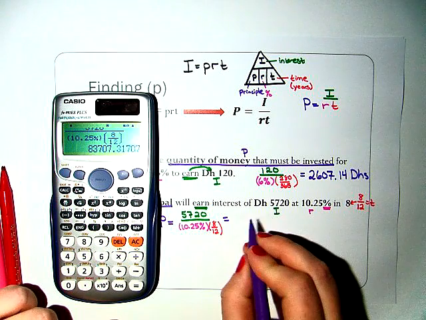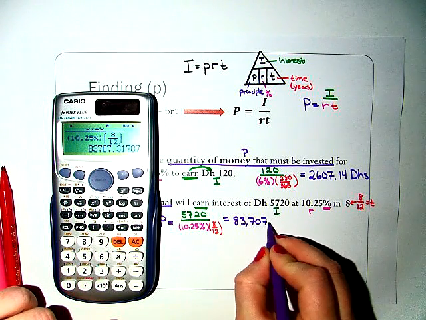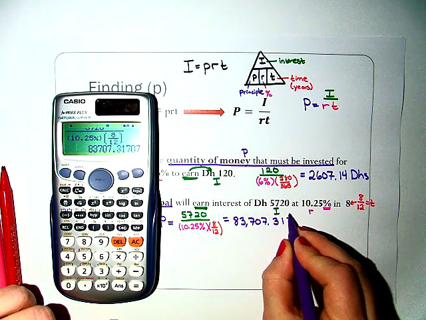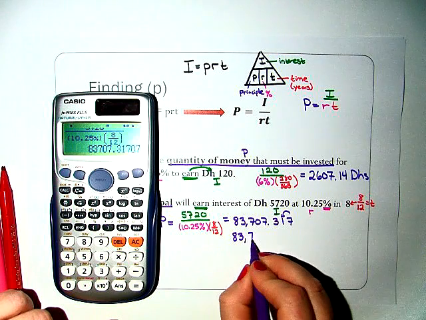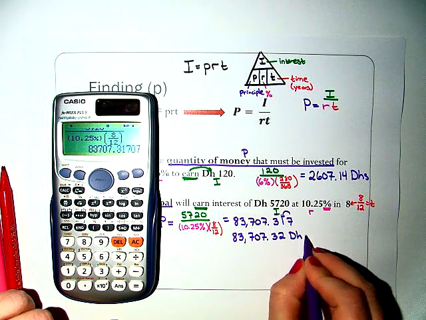And we get that it should be 83,707.30. Well, it says 31.7, but that 7 makes the 1 round up. So we actually have 83,707.32 dirhams.